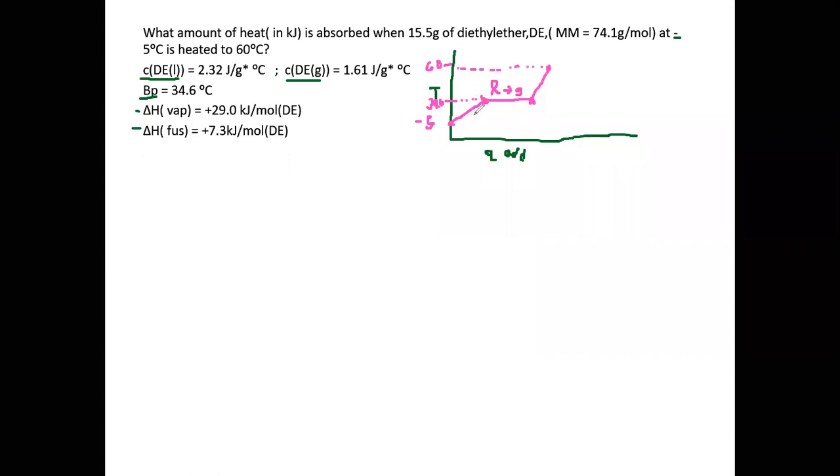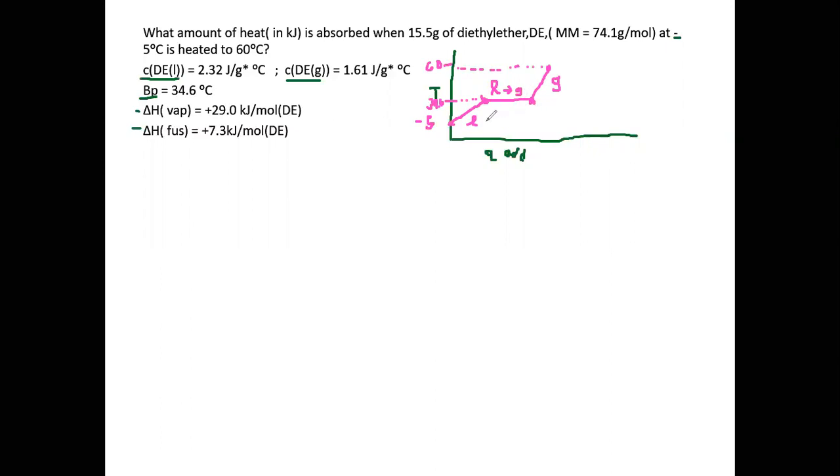Now at the slants, we're in one physical state. So at this slant here, we're in a liquid state. And this slant here, we're in a gaseous state. And at the plateau, we're going from a liquid to a gas.